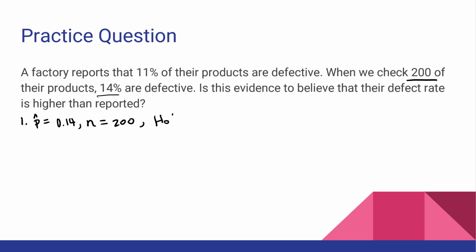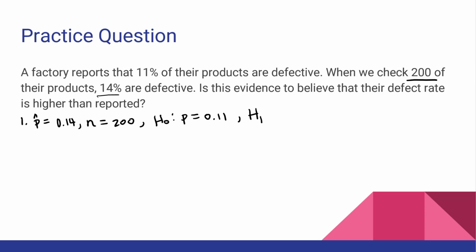So our h0 is our original assumption. We're going to keep the status quo for our null hypothesis. So that means we're just going to believe that the factory is innocent. They did not lie to us about their defect rate. So we believe that their p is exactly what they reported, 0.11.